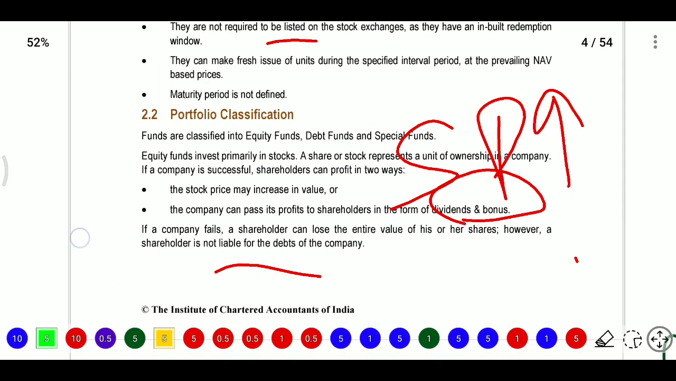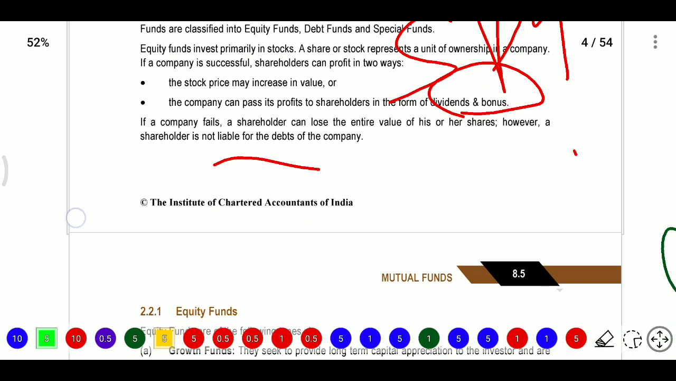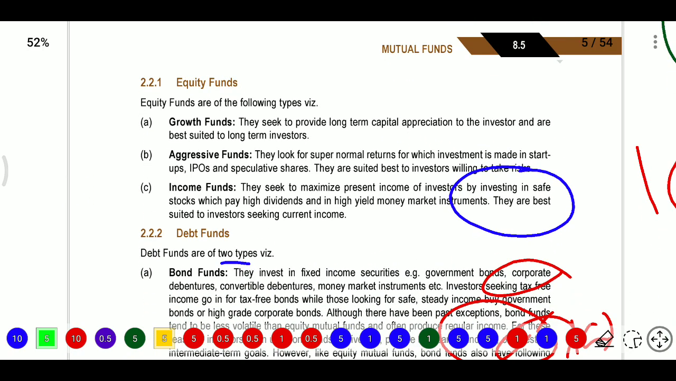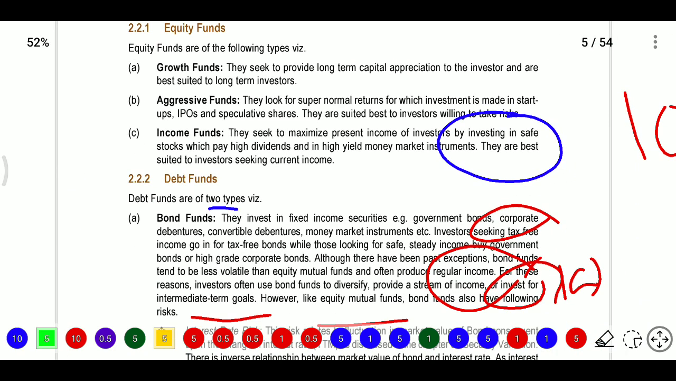After that, portfolio classifications, how the stock price may go, how the company will get the profits. Here we have equity funds and debt funds, as everyone has two sources, equity capital and debt capital. In equity we have growth funds, aggressive funds, income funds. Growth funds means capital appreciation, for long term capital appreciation it is growth funds. Aggressive funds means if you have 100 rupees and you invest more amount into equity, it becomes aggressive. If you use more amount in debt, it becomes conservative. And income funds will be investing in safe stock with high paying dividends.